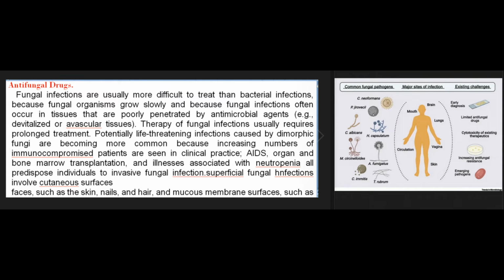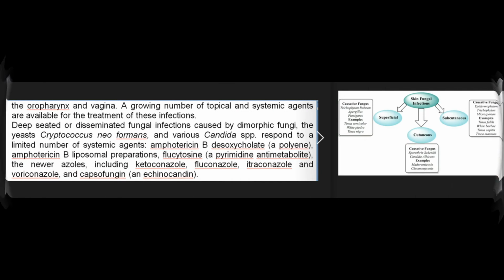Potentially life-threatening infections caused by dimorphic fungi are becoming more common because increasing numbers of immunocompromised patients are seen in clinical practice. AIDS, organ and bone marrow transplantation, and illnesses associated with neutropenia all predispose individuals to invasive fungal infection. Superficial fungal infections involve cutaneous surfaces, such as the skin, nails, and hair, and mucous membrane surfaces, such as the oropharynx and vagina. A growing number of topical and systemic agents are available for the treatment of these infections.